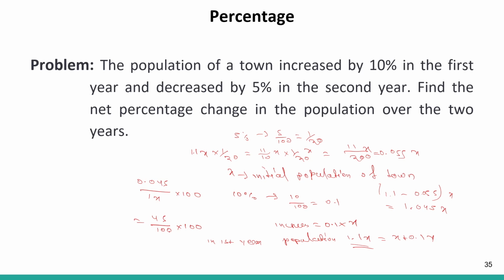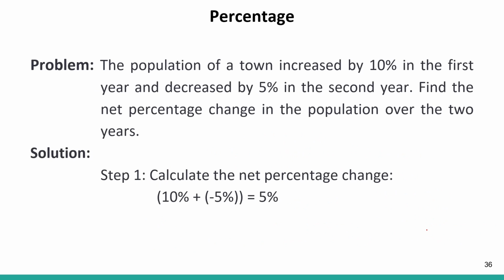So 4.5% change. Okay, and let's see, is this an increase or decrease? So the original is 1. Okay, so original is x minus 1.045x is equal to 0.045x. So this is negative, so this implies an increase. Okay, let's see the step by step solution. So let's calculate the net percentage change. So this is 10 plus minus 5 is equal to 5.